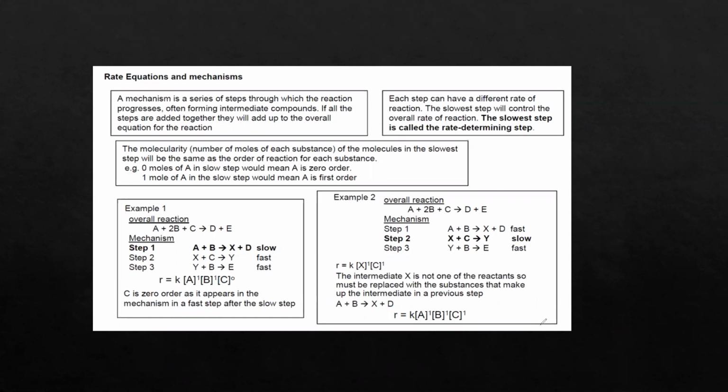The steps will be given. The slow step is always used as the rate determining step, and using the slow step, you will find the rate equation. Because X is an intermediate, which is formed by A and B, that's why X is replaced by A and B.